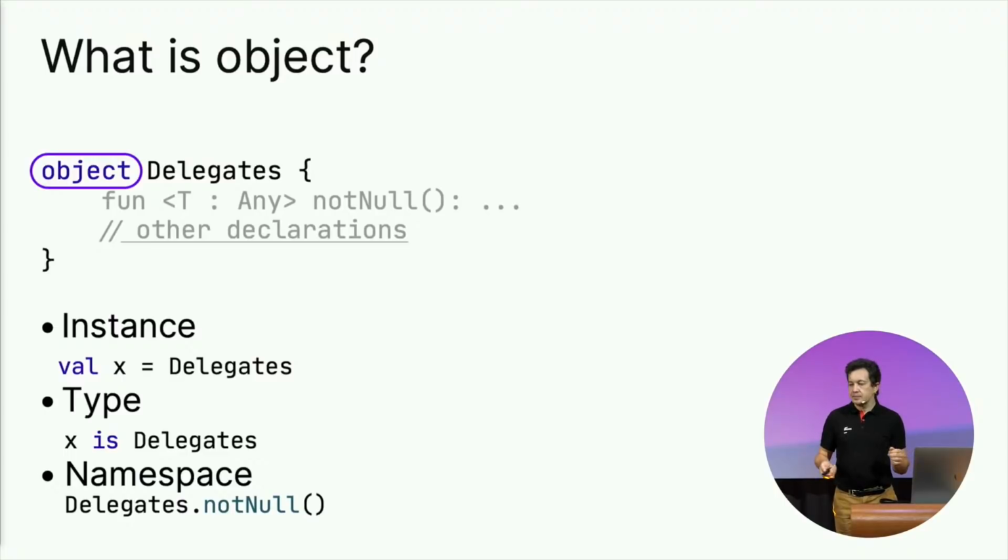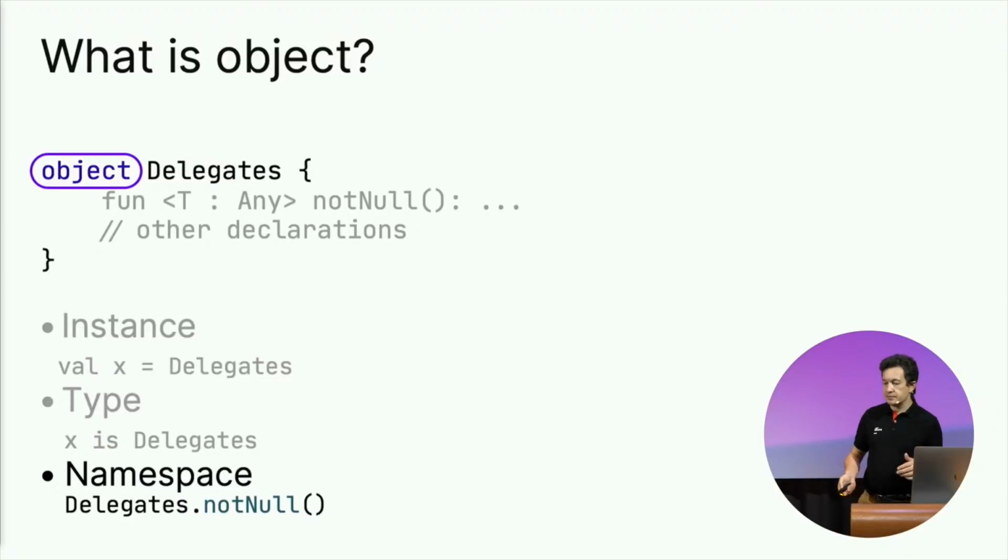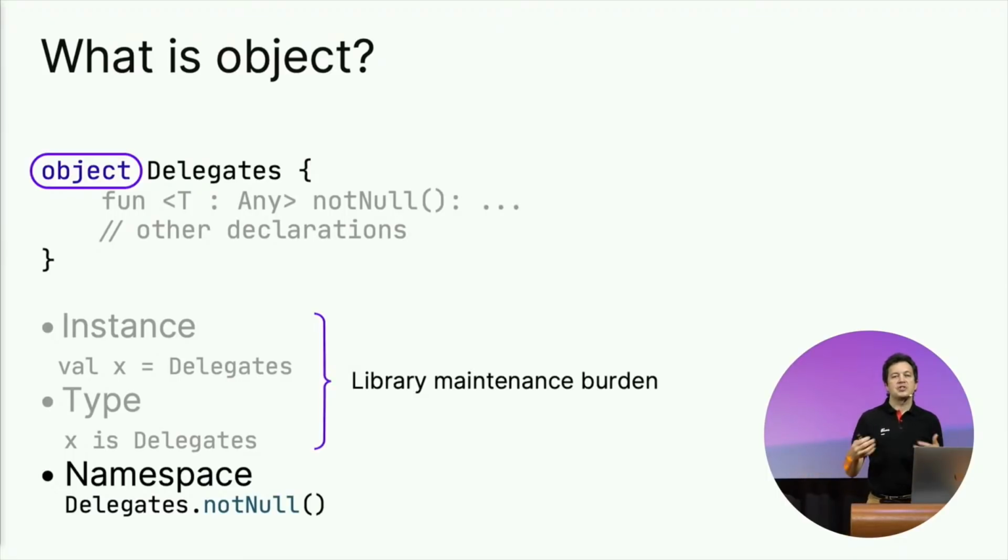But see, among all of that, in this case we really wanted just a namespace. Everything else, an instance, a type, is just a library maintenance burden. We had to add them into the standard library in this case, or the same conundrum with third-party libraries. But it just creates a burden because we now have to support this instance, we have to support this type, even though we never intended to have them in the first place. All we wanted is a namespace.